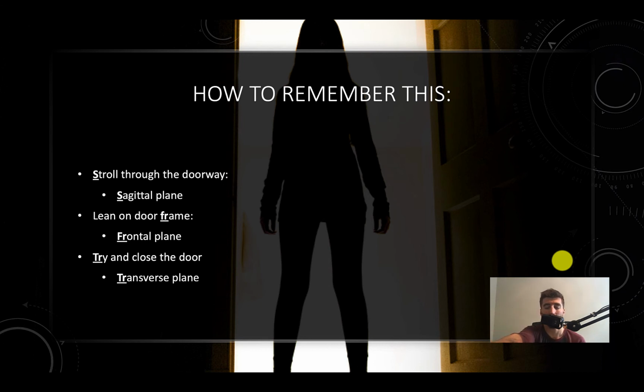And then you can also try and close the door. And that door is then moving in the transverse plane. And your horizontal adduction, abduction is what's going to be moving the door in and out of the transverse plane, if that makes sense. So that's one kind of quick way that you can try to remember you're moving through these doorways or you're moving through these planes.